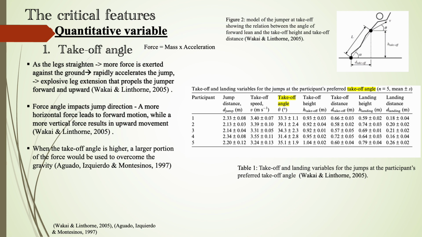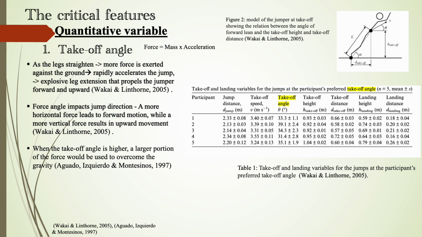This is because when jumpers try to jump at higher angles, they need to work harder to lift their body against gravity. A jump at a higher angle requires more muscle power to go upward, which increases potential energy but leaves less force for moving forward. This means that there will be less force left for accelerating the body horizontally.